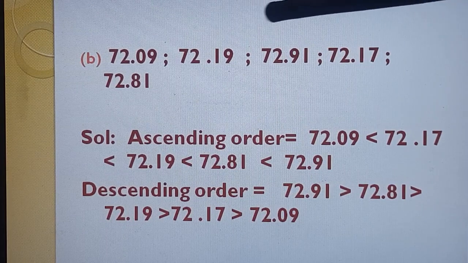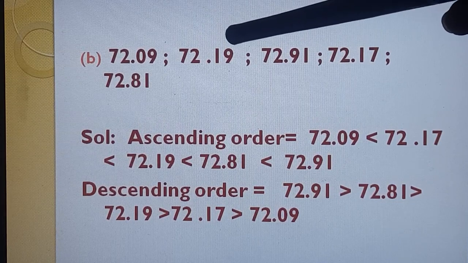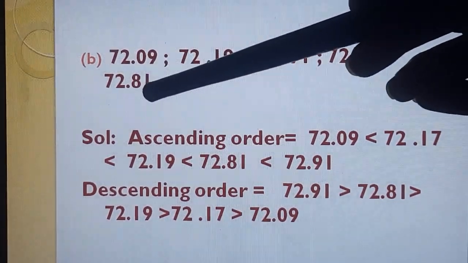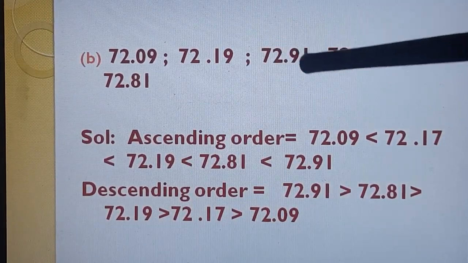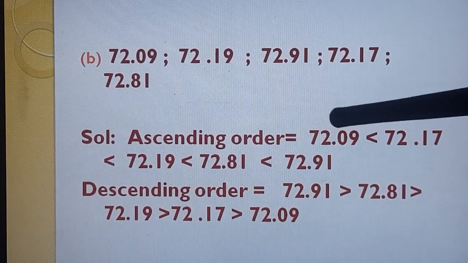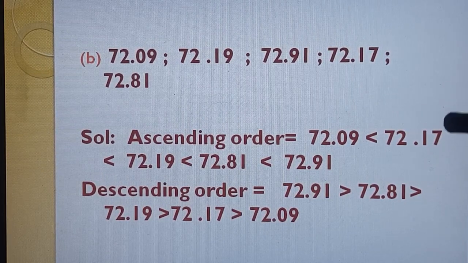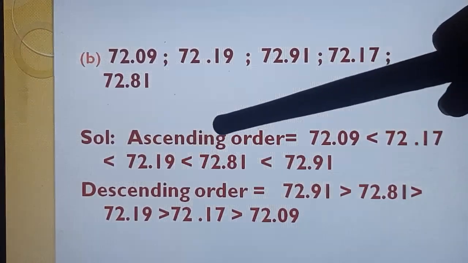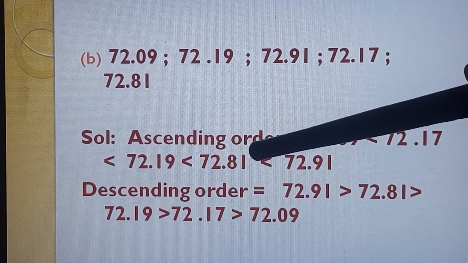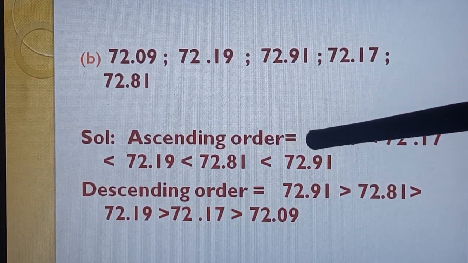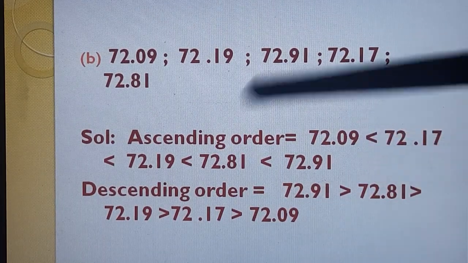After that 72.17. The next will be 72.19. Then 72.81, 8 will be written first. After that 9 will come, then 72.91. So our ascending order will become 72.09 is less than 72.17, 72.17 is less than 72.19, 72.19 is less than 72.81, and 72.81 is less than 72.91.